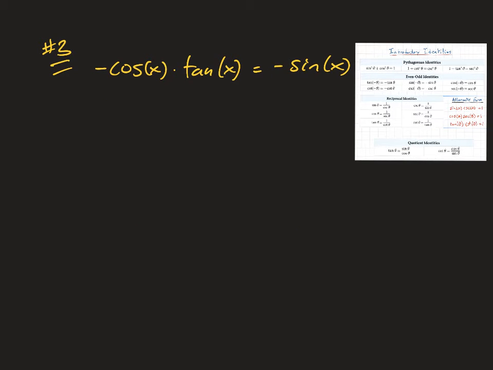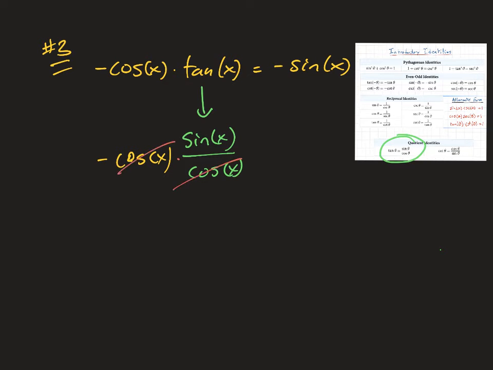Here's number 3, negative cosine of x times tangent of x equals negative sine of x. And in this case, I'm going to use a quotient relationship right here. Tangent of theta equals sine of theta over cosine theta. So I'm going to transform this tangent into sine of x over cosine of x. And when I do that, I've still got this negative cosine of x right here. But these guys are going to cancel, right? We know that when you have an expression in the numerator and an expression in the denominator, you can cancel these out. And so I end up with exactly what I was shooting for, which is negative sine of x.